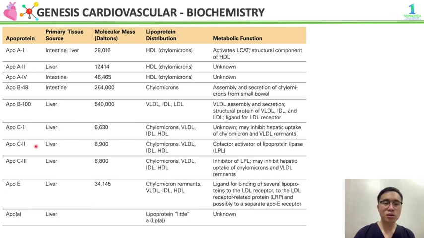Other than this, some apoproteins also contribute to the formation or the assembly of the lipoproteins. Say for example, you have ApoB48. ApoB48, you mainly see it in chylomicrons, and it plays a role in the assembly and secretion of chylomicrons from the small bowel. Whereas ApoB100, this time not chylomicrons but VLDL, endogenous triglycerides, plays a role in VLDL assembly and secretion.